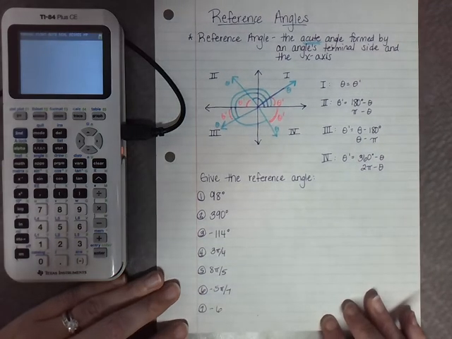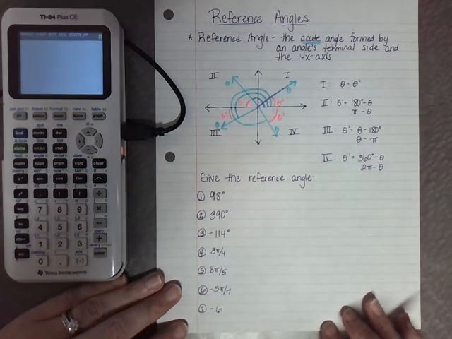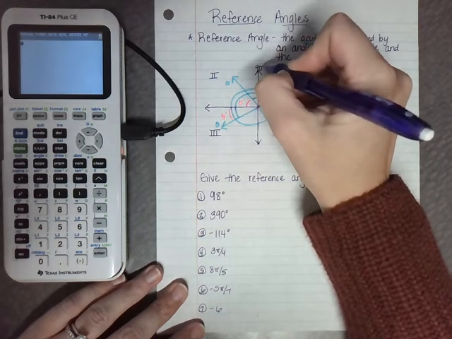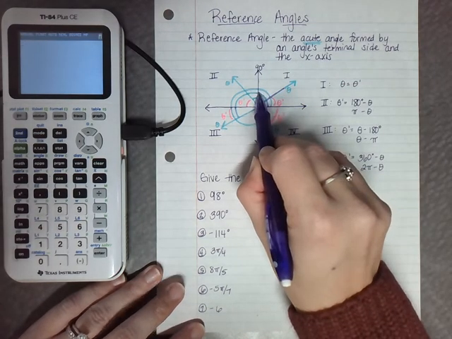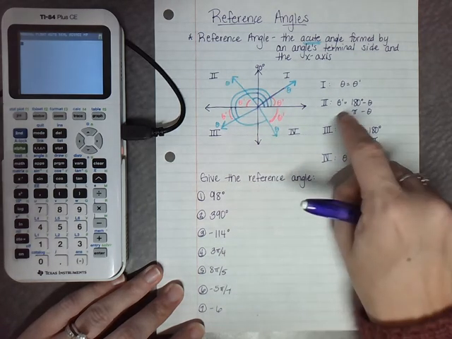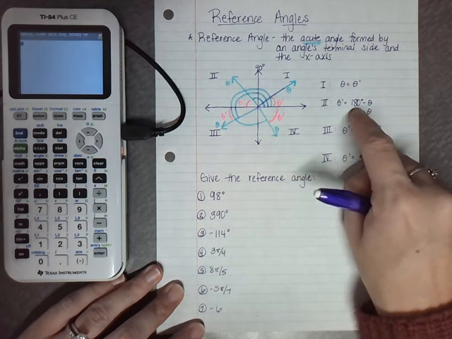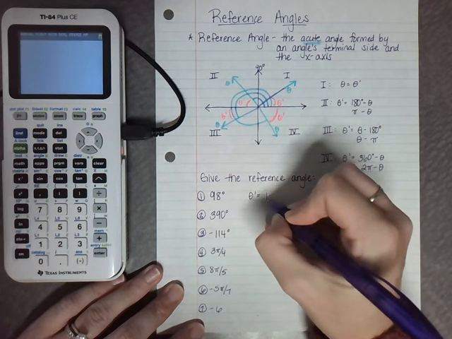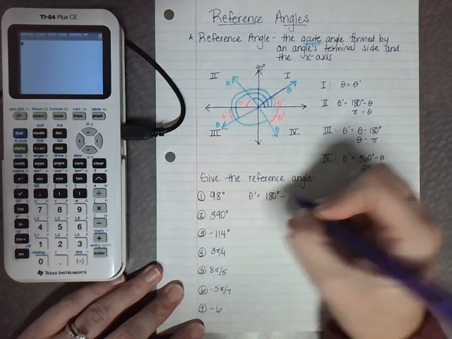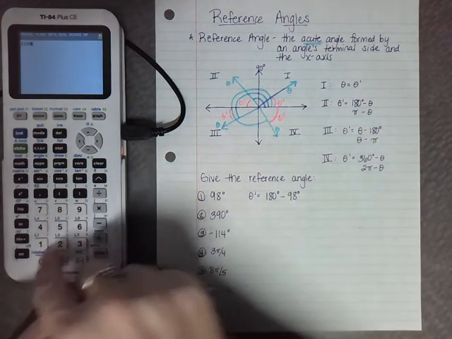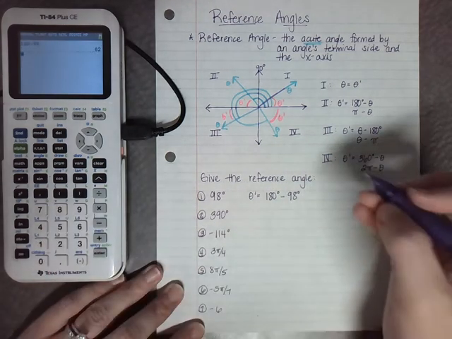All right, so let's practice finding some reference angles. For number 1, we're given the angle 98 degrees. Remember, 90 degrees is straight up, so that means we've gone through the 90-degree mark and we're over here in quadrant 2. So to find the reference angle, if you're in quadrant 2, you're going to do 180 minus your theta. So theta prime is going to be 180 degrees minus theta, which was 98 degrees. So 180 minus 98 gives us 82 degrees.